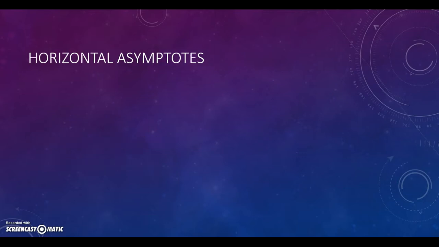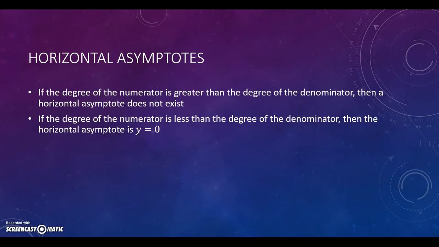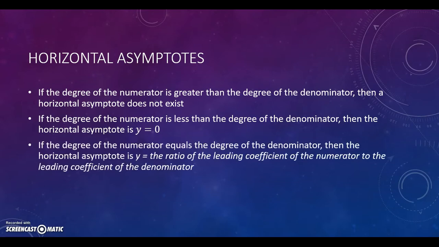Horizontal asymptotes. Horizontal asymptotes can be found by observing the relationship of the degree of the numerator and the denominator. If the degree of the numerator is greater than the degree of the denominator, then a horizontal asymptote does not exist. If the degree of the numerator is less than the degree of the denominator, then the horizontal asymptote is y equals 0. If the degree of the numerator equals the degree of the denominator, then the horizontal asymptote is y equals the ratio of the leading coefficient of the numerator to the leading coefficient of the denominator.